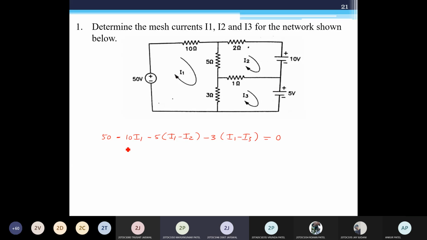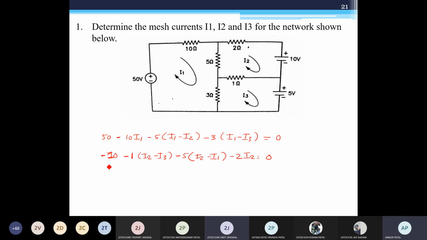For the second mesh: 10, minus 10, minus 1 (I2 minus I3), minus 5 (I2 minus I1), minus 2 I2, equal to 0.